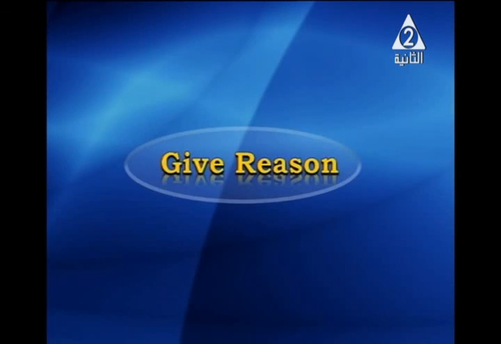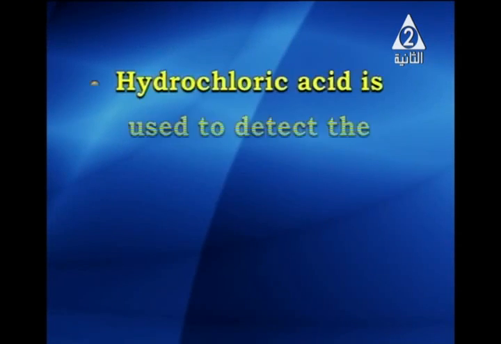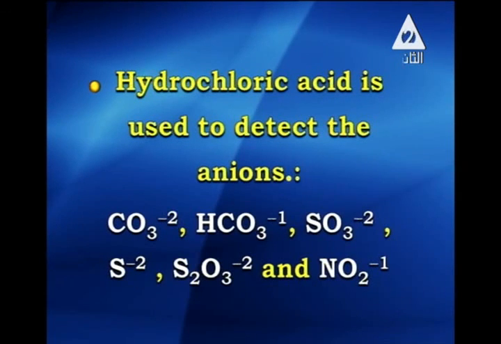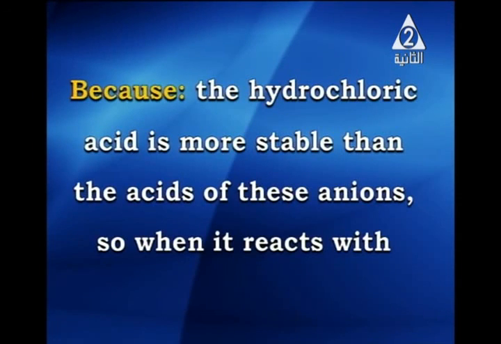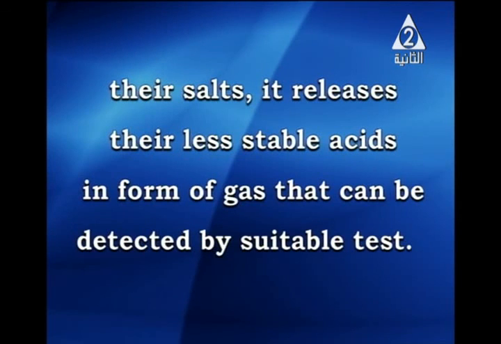CaCl2. Now, my dear students, we discuss another type of question which is give reason for. Hydrochloric acid is used to detect the anions carbonate, bicarbonate, sulfite, sulfide, thiosulfate, and nitrite. The answer is because hydrochloric acid is more stable than the acids of these anions, so when it reacts with their salts, it releases their less stable acid in the form of gas that can be detected by a suitable test.